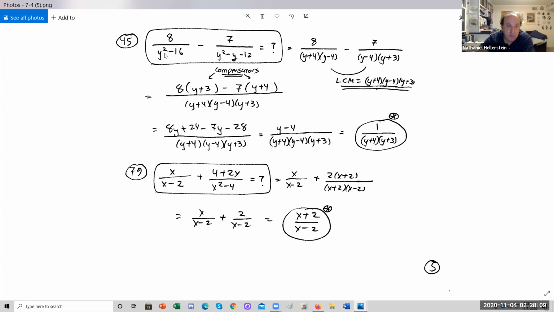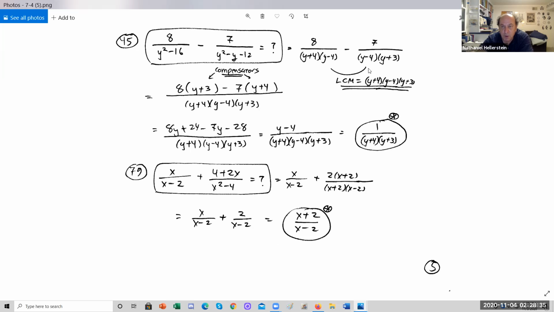Eight over y squared minus 16 minus 7 over y squared minus y minus 12. Okay, the first thing to do is to factor the denominators. Y squared minus 16 is a difference of squares. Y plus 4 times y minus 4. Y squared minus y minus 12, after a little bit of searching, gets you y minus 4 times y plus 3. So here are the denominators, y plus 4, y minus 4, y minus 4, y plus 3.